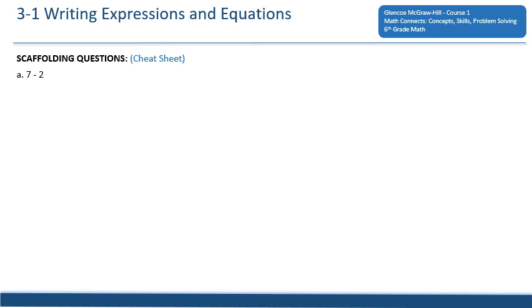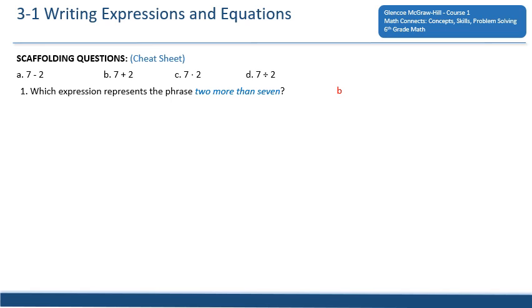Scaffolding questions. A is 7 minus 2. B is 7 plus 2. C is 7 times 2. And D is 7 divided by 2. So which expression represents the phrase 2 more than 7? 2 more than 7. How could I write that? As 7 plus 2, so B.